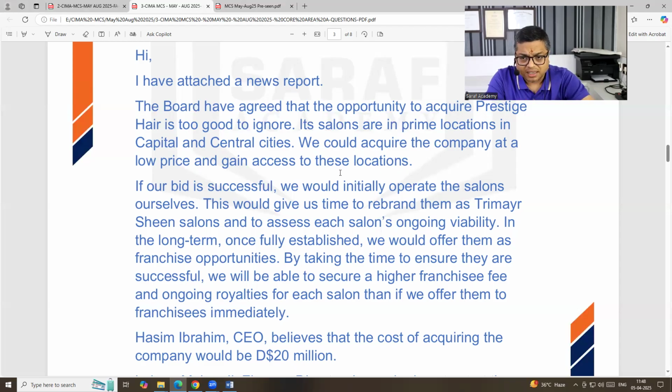Now in the selection, the different methods are NPV, IRR, payback, accounting rate of return, profitability index. Many methods are there. What are these methods? All the methods are divided into two categories. One is discounting criteria. One is non-discounting criteria. Discounting criteria means using time value of money. Non-discounting means not using time value of money.